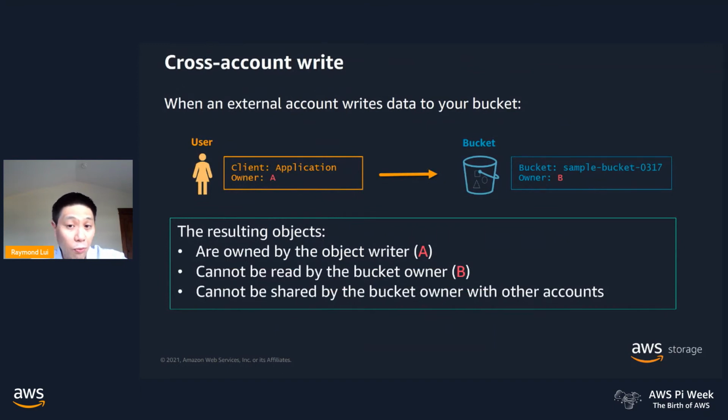For cross-account write, the writer of the data owns that data. In this example, we have a user in account A writing data to a bucket in account B. The resulting objects are owned by the object writer, account A. The objects cannot be read by the bucket owner, account B. The objects cannot be shared by the bucket owner with other accounts, say account C.